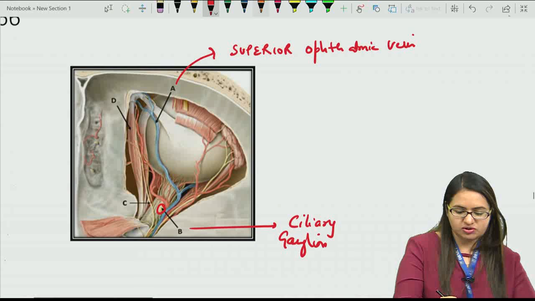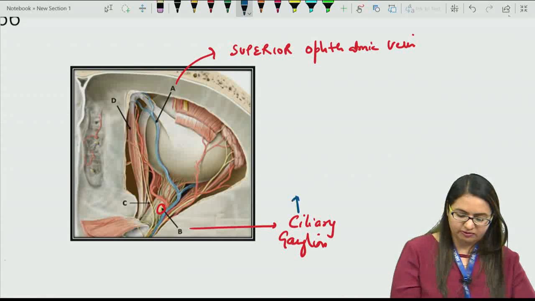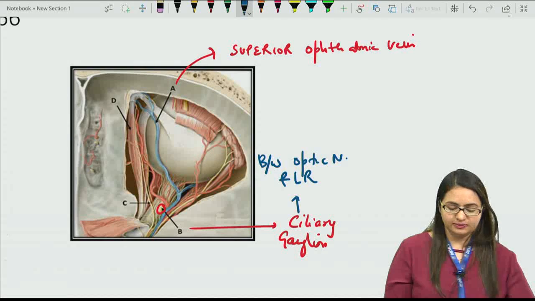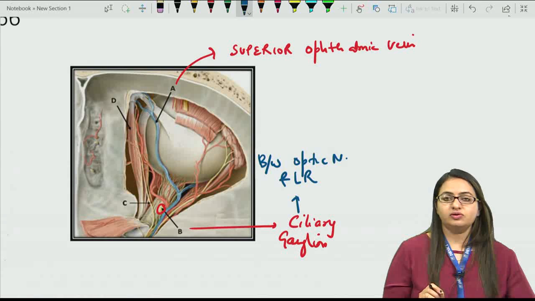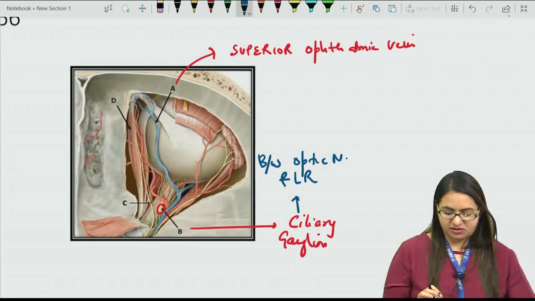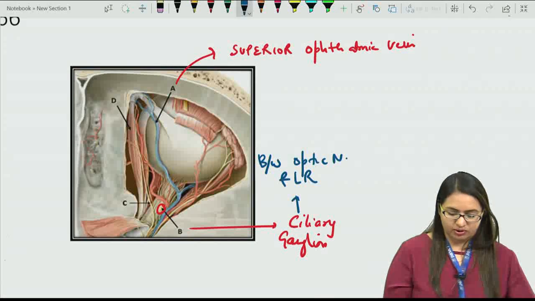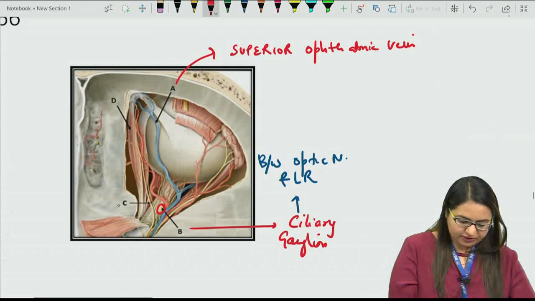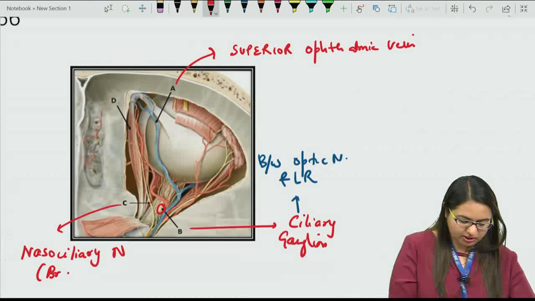This is the ciliary ganglion, which is present between the optic nerve and the lateral rectus. It carries parasympathetic, sympathetic and sensory fibers towards the muscles of the eyeball. The C structure is the nasociliary nerve, a branch of the ophthalmic nerve.